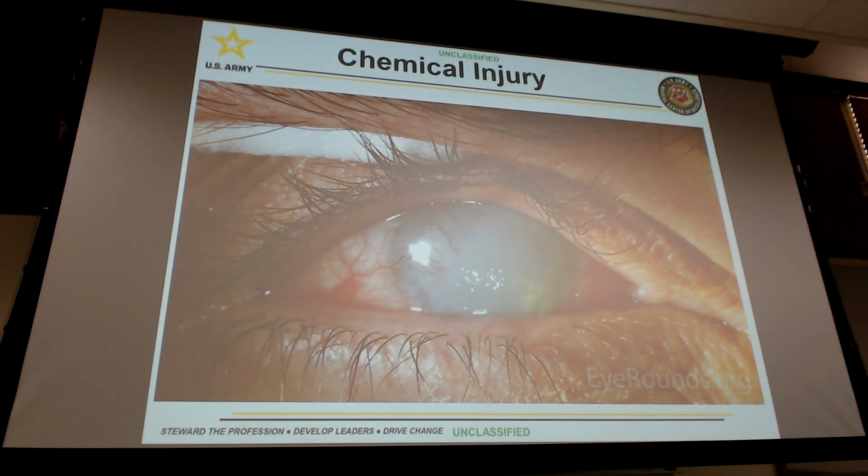This is bad. Right? It's from a chemical injury that didn't get treated soon enough. And you can see there's already vascularization encroaching its way over the cornea there. That's a bad eye.